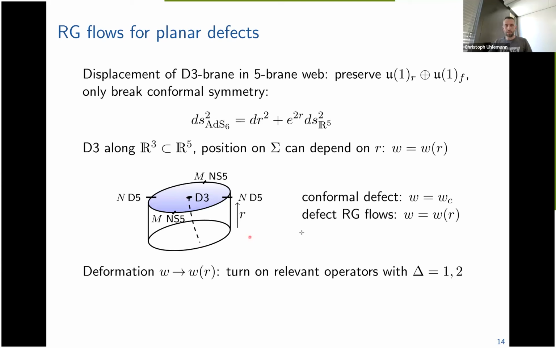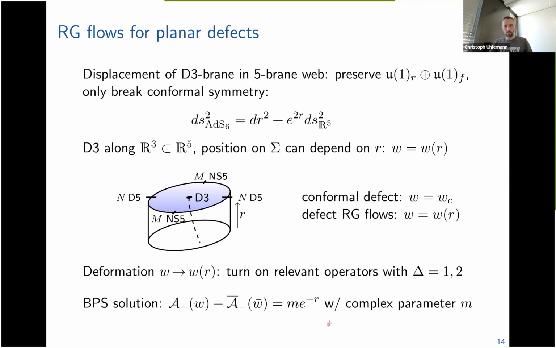We can use the usual AdS/CFT machinery to figure out that turning on such deformations corresponds to relevant operators with dimension 1 or 2, depending on standard or alternative quantization. And we can go ahead and solve the BPS equations with this kind of ansatz. Here I'm just giving you the solution. This is already fully integrated. It is a relation between a_plus and a_minus bar, which depends on the radial coordinate, generalizes the previous BPS conditions, and is an implicit equation for w as a function of R with a complex mass parameter M, which we will look at in a moment.